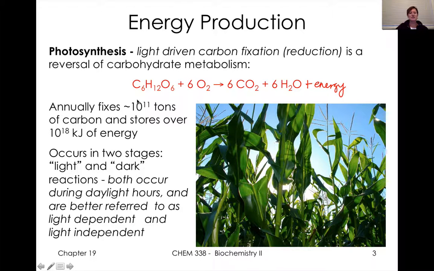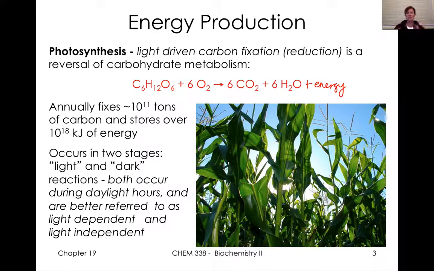This process of carbon fixation takes carbon dioxide and stores it in a usable energetic form for plants. So lots and lots of energy is stored in this way. As we'll learn, the process of photosynthesis occurs in two stages. We've got the light reactions, and they call them the dark reactions. As we study regulation of photosynthesis, we'll learn that both of these reactions occur during daytime hours. It's important that they not occur while it's dark out, and we'll talk about why that is.